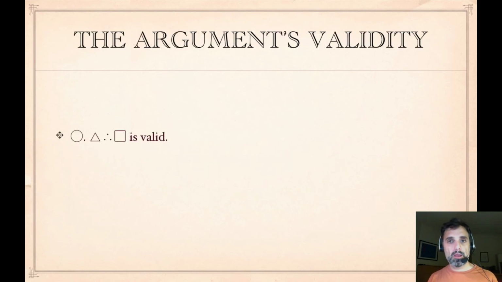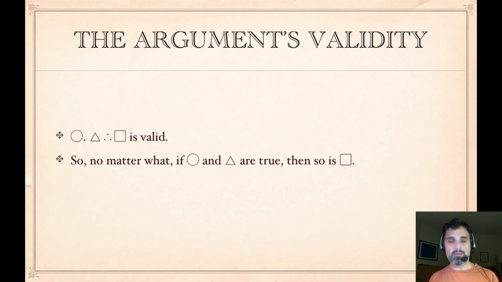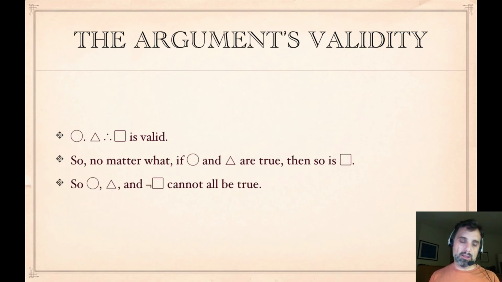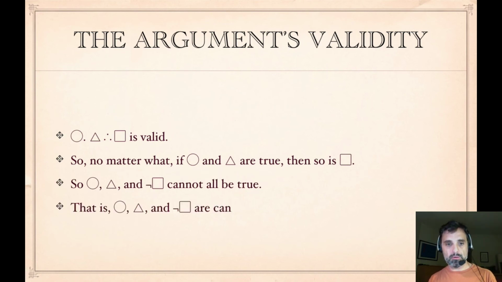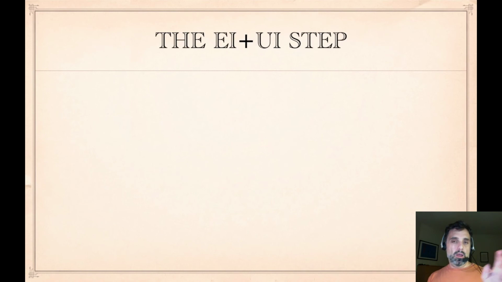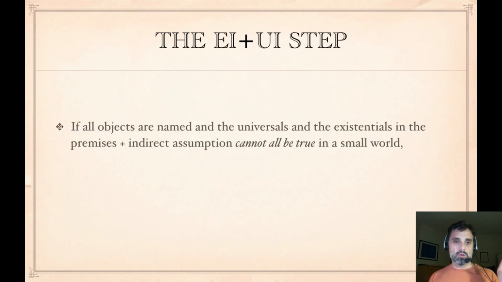Now let's remember, let's come at this from a different point. We have a valid argument. That means that no matter what, if the premises are true, so is the conclusion, which means that it's not possible for the premises and the negation of the conclusion to all be true. Okay.